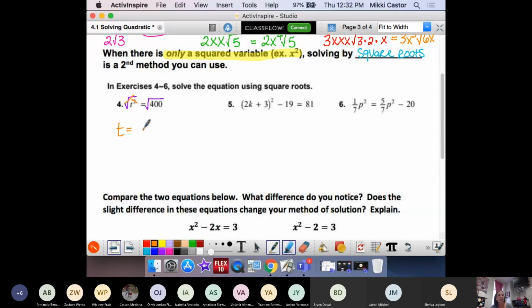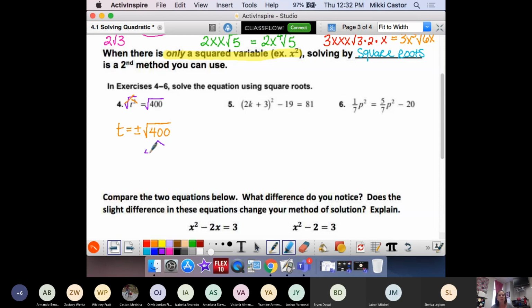Over here, I do need to put a plus minus in front of my square root of 400. And that's because both the positive and the negative root will make this equation true. That's how we're getting our two answers on the quadratic. And now we just need to simplify. What is the square root of 400? So that's what we just got through working on, was simplifying that down.